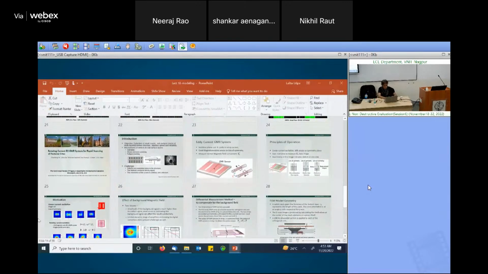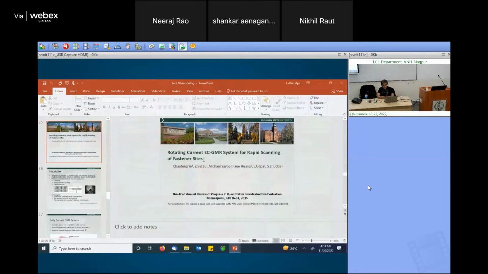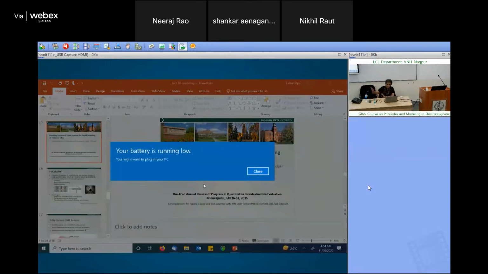This is one I'm going to talk about just for the last. This is the system that we developed using GMR and eddy current excitation for scanning of fastener sites. And this is the system that Boeing is using right now for rivet holes.